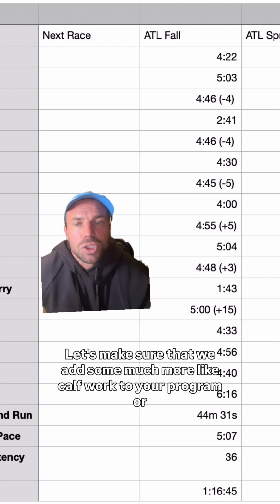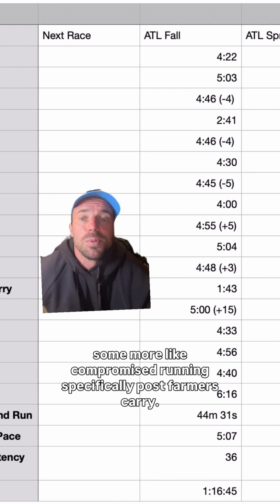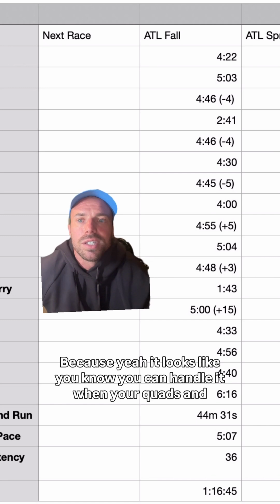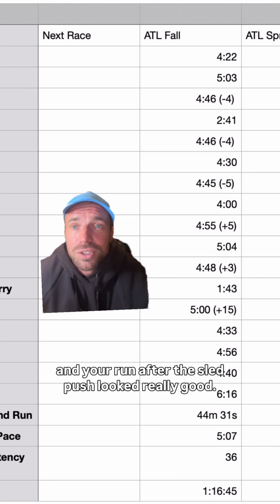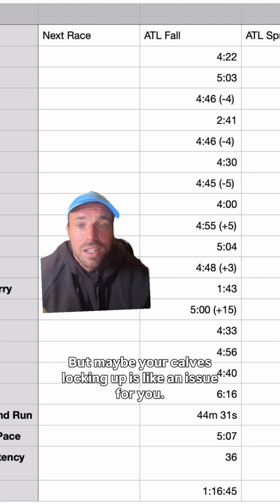Cool. Let's make sure that we add some extra calf work to your program, or some more compromised running specifically post farmer's carry, because it looks like you can handle it when your quads and glutes are burning, because your last run after the lunge looked really good and your run after the sled push looked really good, but maybe your calves locking up is an issue for you.